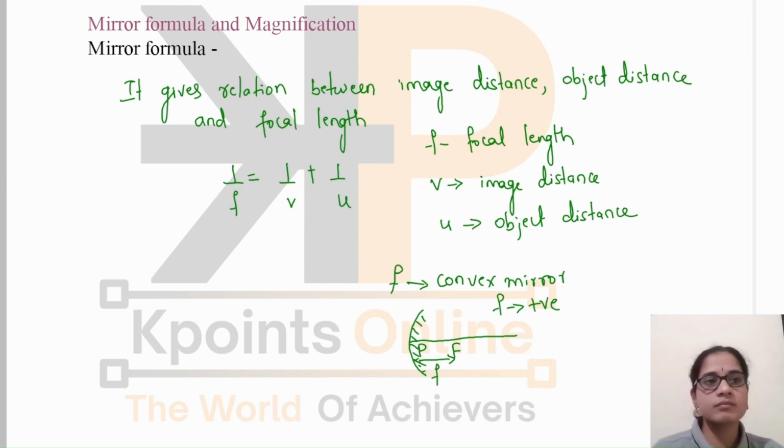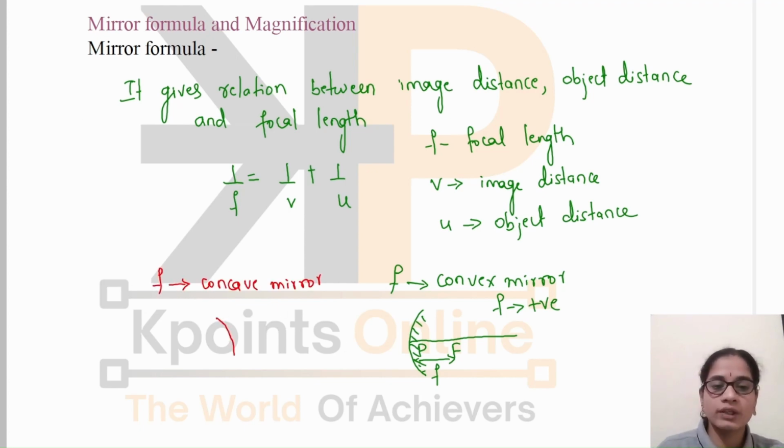Whereas in case of concave mirror, this is the concave mirror, this is the pole, this is the principal focus. Yes, the principal focus is towards the left of the pole. So the distance measured according to the sign convention is taken to be negative. So this focal length, which is distance between the principal focus and pole, is taken to be negative. So it is about the focal length.